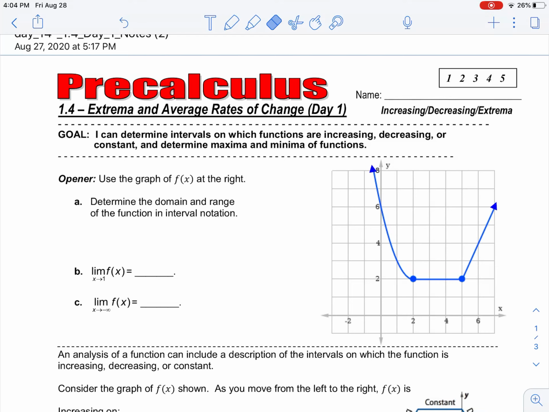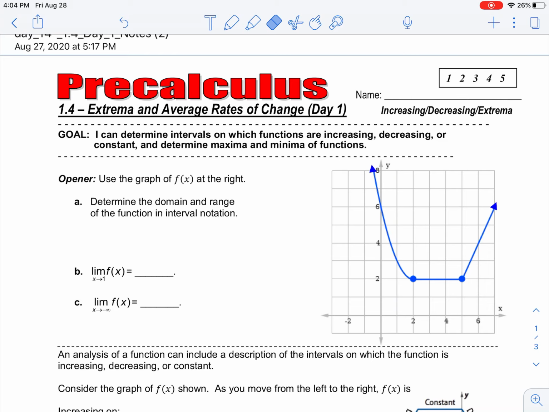All right, so this is lesson 1.4, day 1. The section is called Extrema and Average Rates of Change. Today we're talking about Extrema. The next lesson, 1.4, day 2, we'll talk about average rates of change. So our goal for today is: I can determine intervals on which functions are increasing, decreasing, or constant, and determine maxima and minima of functions.